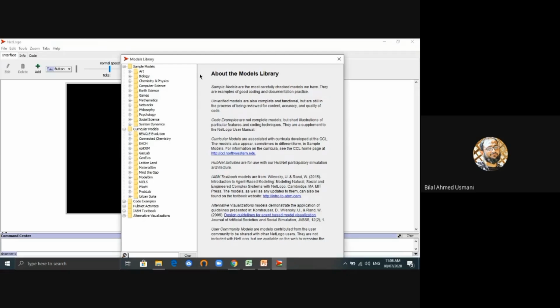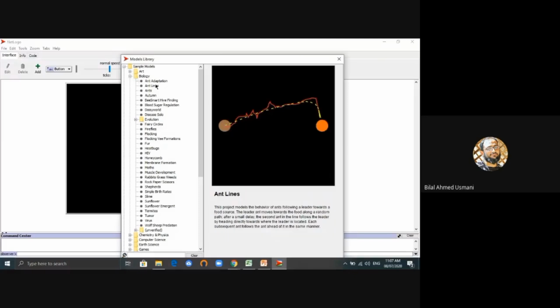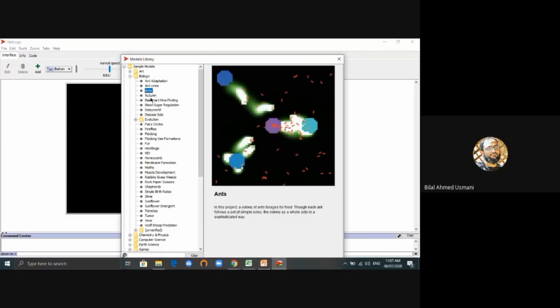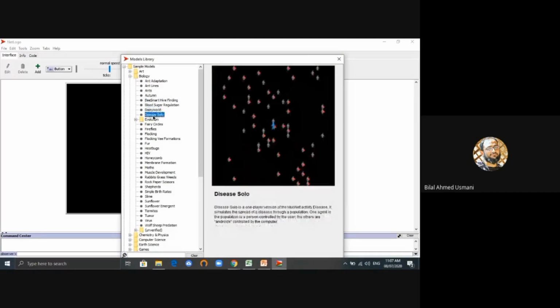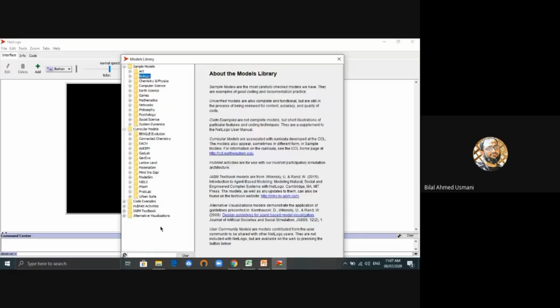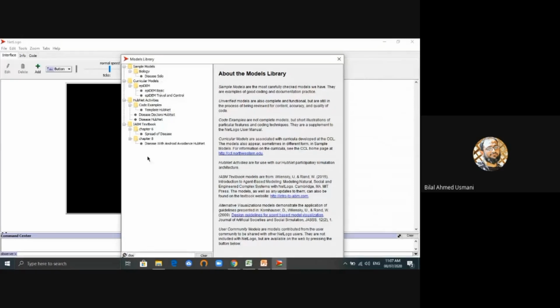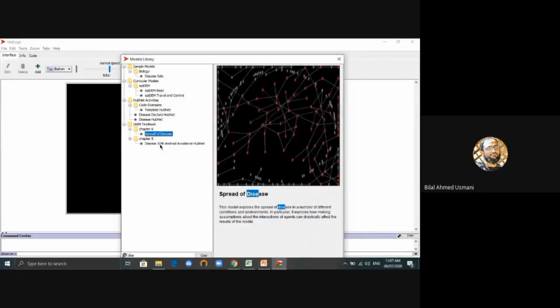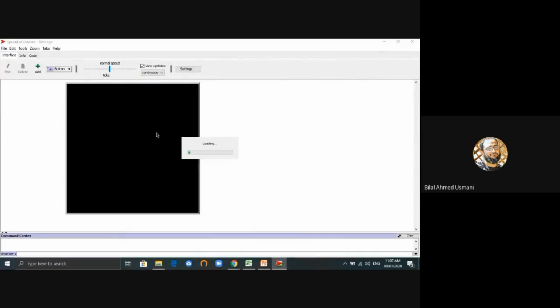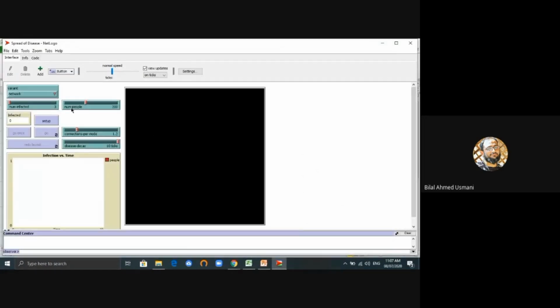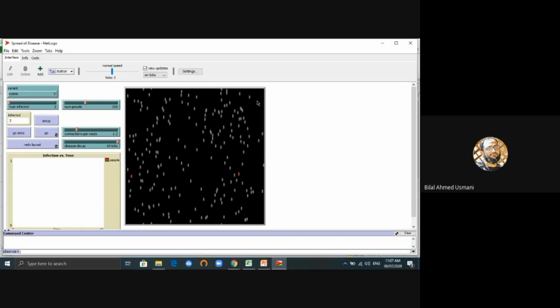So if you look at the models, say biology. Have you seen outlines? Yes, we have seen it. I think a very relevant simulation would be disease spread. Now if you look at the simulation over here, I just need to set up, so we can see a setup.